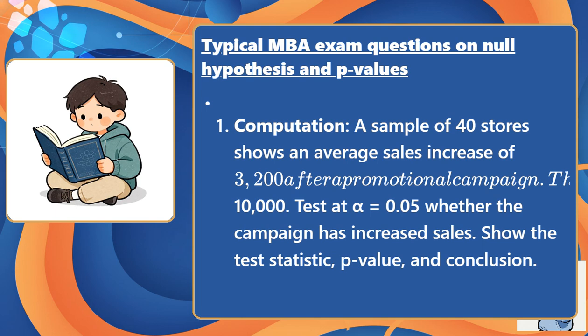2. Computation: a sample of 40 stores shows an average sales increase of $3,200 after a promotional campaign. The known population standard deviation is $10,000. Test at alpha equals 0.05 whether the campaign has increased sales. Show the test statistic, p-value, and conclusion.